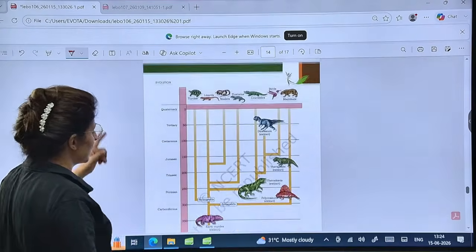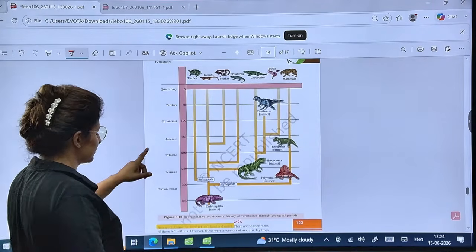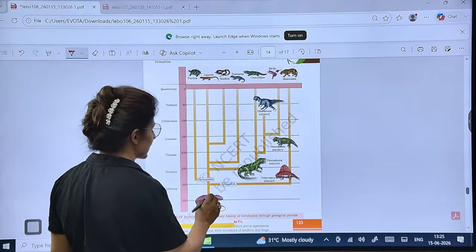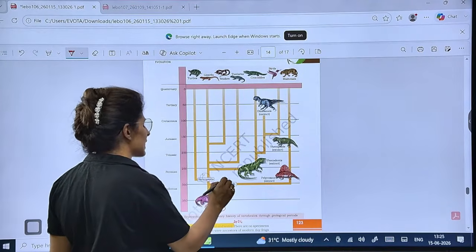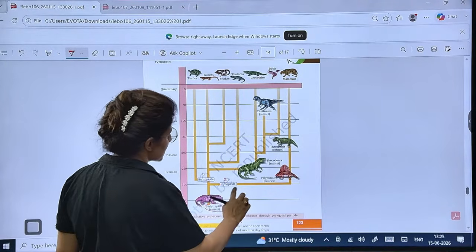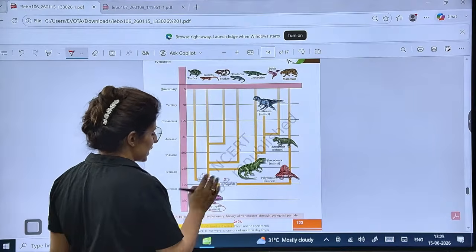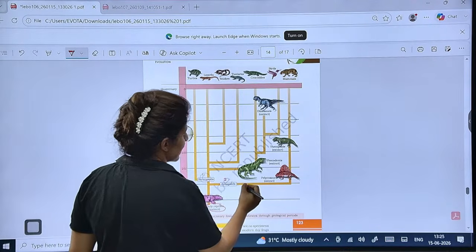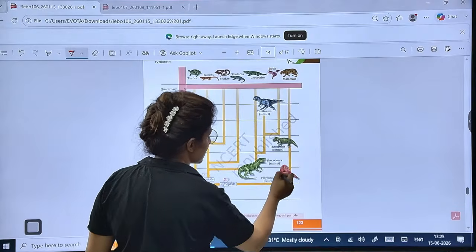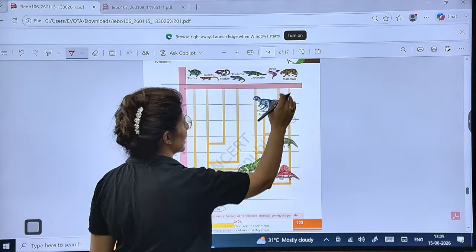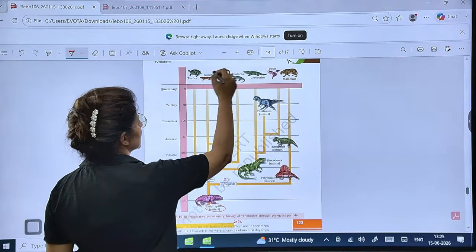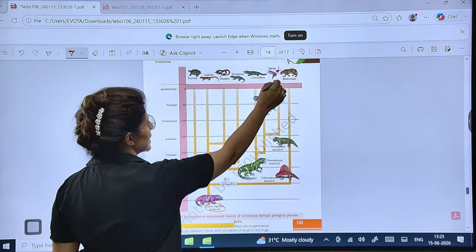Is that clear? Now coming to this figure. This figure is also important. Early reptiles gave rise to sauropsids and synapsids. And who came first? Synapsids came first and then came the sauropsids. Synapsids gave rise to pelycosaurs, which are extinct, therapsids, extinct, and then the mammals, while sauropsids gave rise to all these other reptiles and birds. Is that clear?